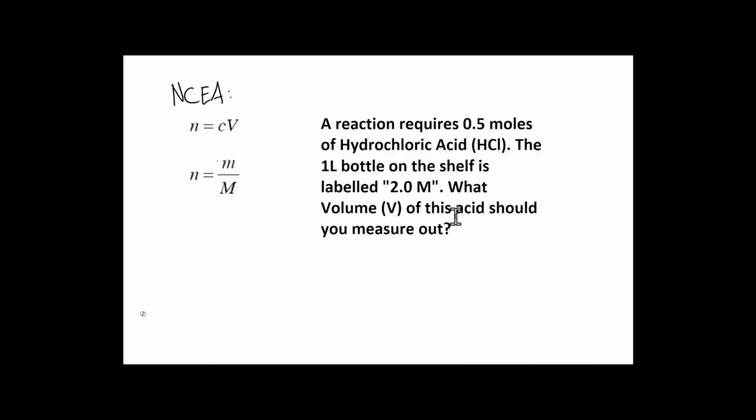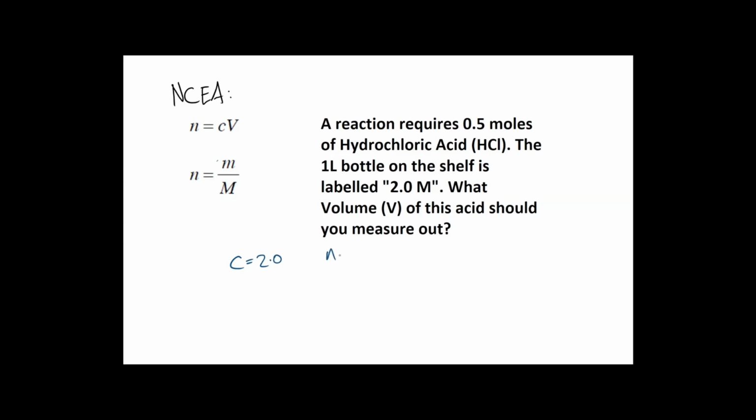So we wander into the lab and we want to do a reaction. The reaction requires 0.5 moles of hydrochloric acid. We pick up a bottle on the shelf, a 1 litre bottle, and it is labelled 2.0 M. What volume of this acid should you measure out? So there is a trap here. If you look at it as 2.0 M, it doesn't mean 2.0 moles. It means that the concentration is 2 moles per litre. So the concentration is 2.0 moles per litre.